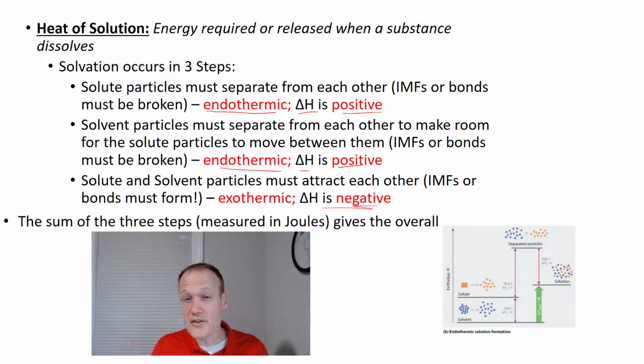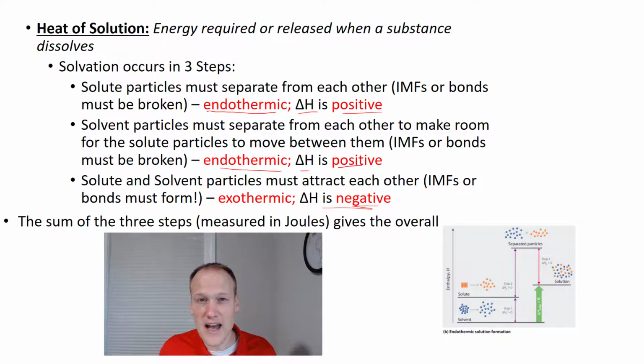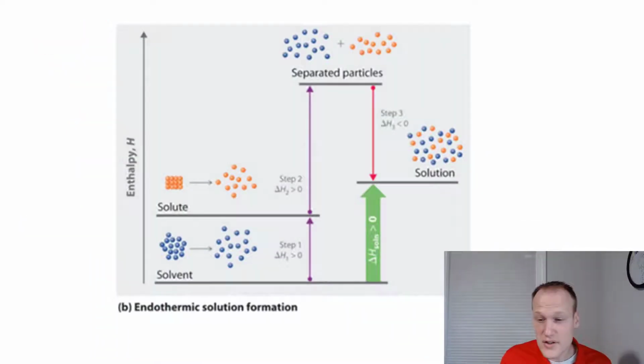Then when we add those three steps together, we could get an overall positive or overall negative ΔH value that gives us an exothermic or endothermic heat of solution, which we observed in the demonstration in class. This graphic kind of walks us through the three steps. Here we have a solute and a solvent. So the first step that's going to happen is the solute and the solvent are going to need to separate from each other. So you can see that here is step 1 and here is step 2.